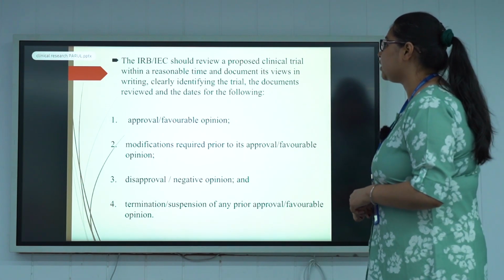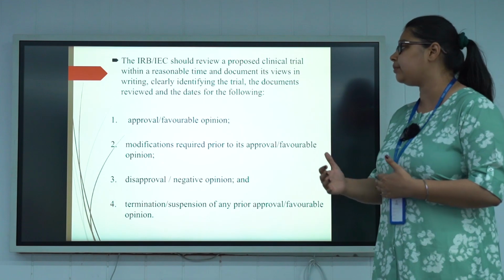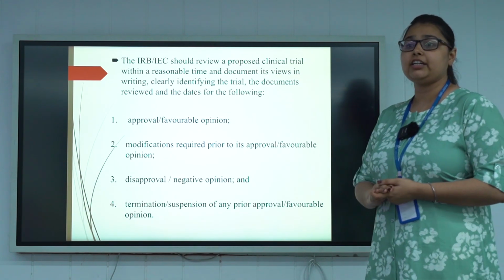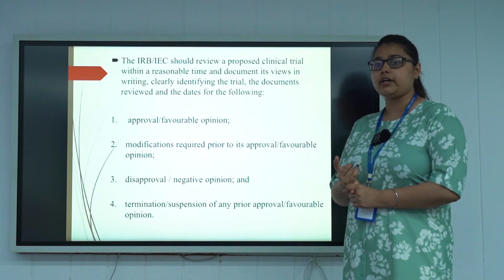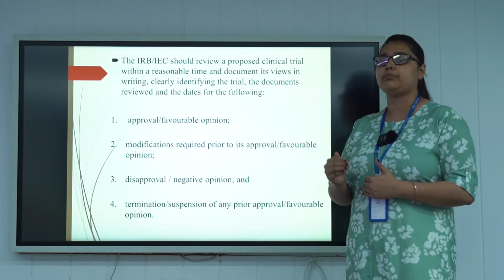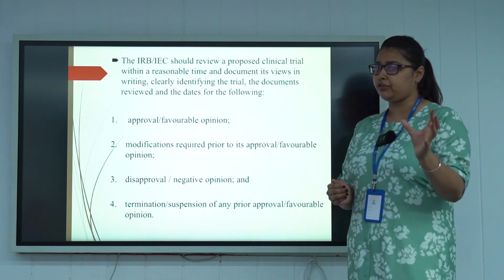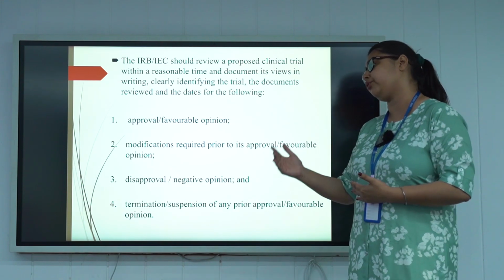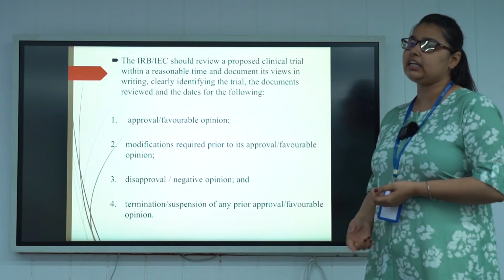So the IEC IRB should review the proposal, that is the protocol, within a reasonable amount of time and clearly identify whether they have approved the document, whether they have disapproved the document, or there is also a case where they give partial approval, that is the investigator is asked to do some modifications, after that the protocol will be approved, or they could also terminate or suspend any clinical trial.